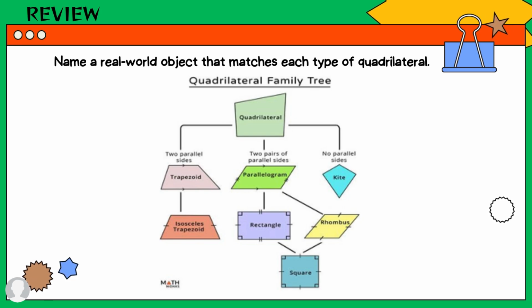Before we start the lesson, let us first have a review of the past lesson, and this is about the quadrilateral family tree. So what are we going to do? We will name a real-world object that matches each type of quadrilateral.